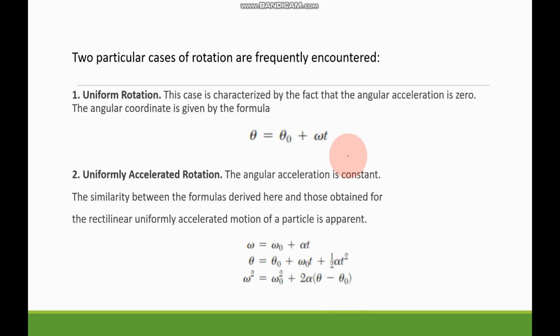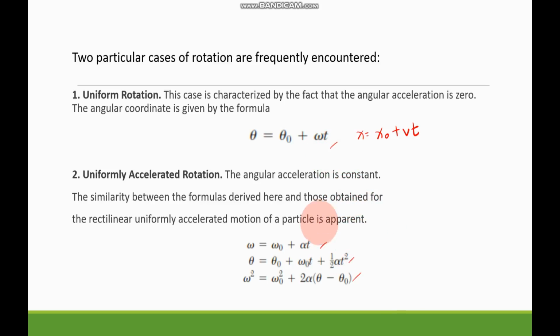So these formulas are familiar sa inyo in the motion of a particle in a straight line, tama? So for the uniform rotation, the acceleration is 0. So the angular acceleration is 0. So kung maalala nyo, in chapter 1, we have our x is equal to the initial position plus the velocity multiplied by time. So parang magkamukha lang sila, which is sinisimplify lang ng ating third chapter yung motion of a particle in a three-dimensional way.